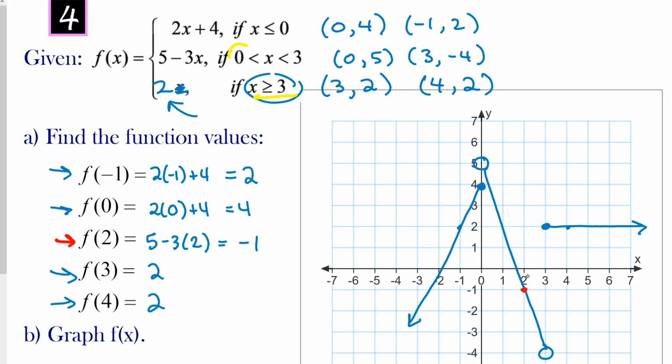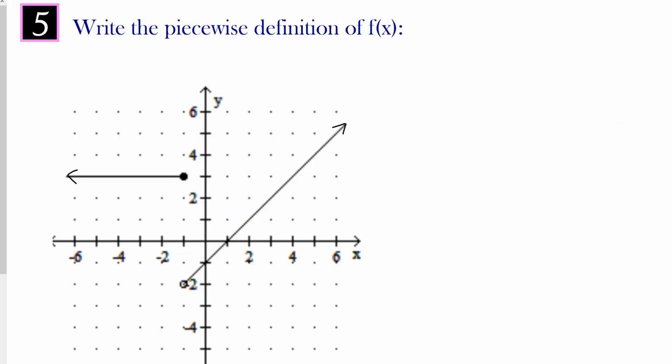Okay, great. I think we have one more, but this one we're going to do in reverse. So here we have the graph already. Let's write its piecewise definition. And that means we're going to write the f of x equals something part. So let's look at the piece on the left. That's a constant. It's a horizontal line. It's at a height of 3. That is the line y equals 3.